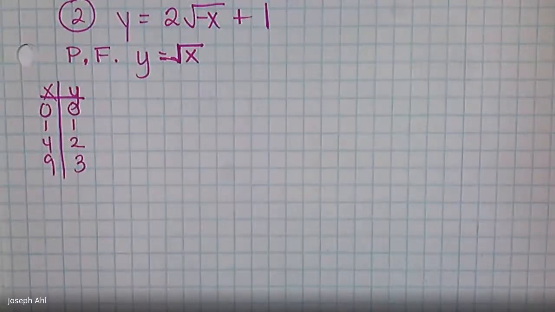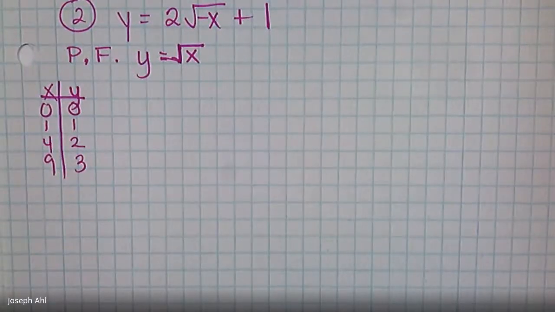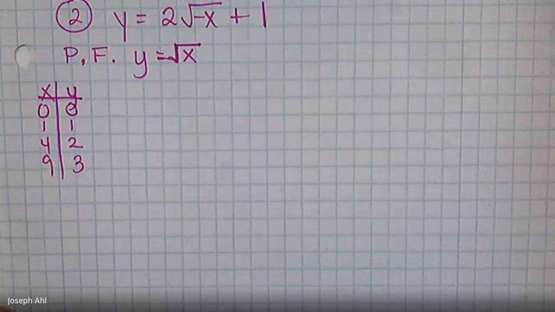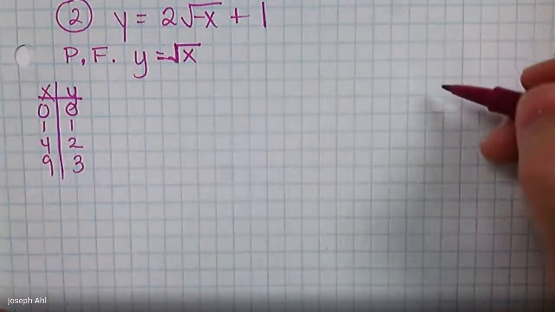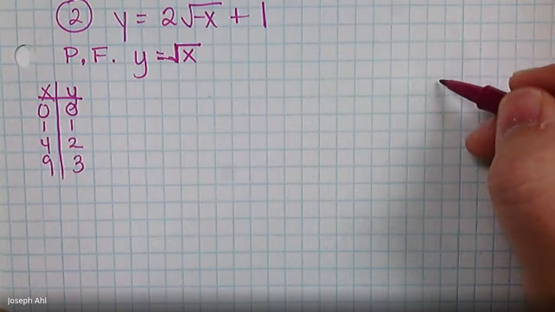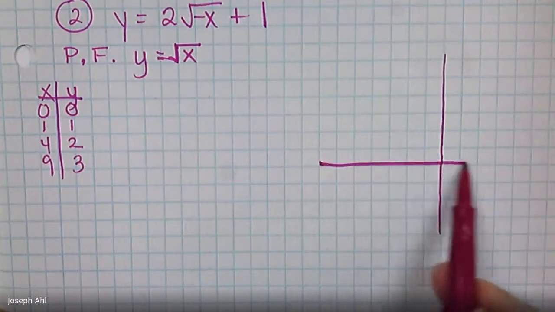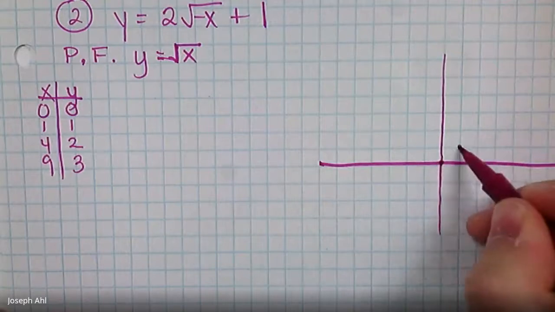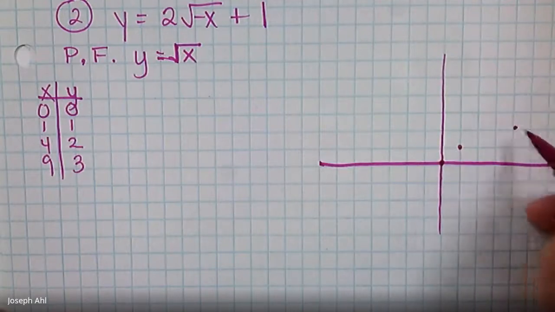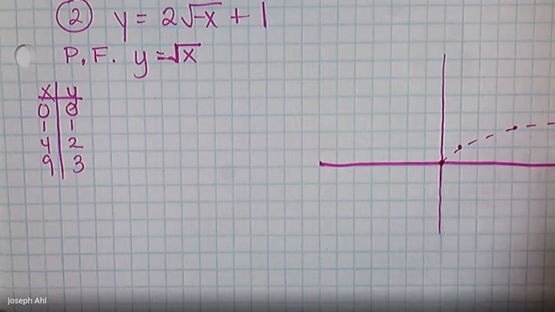All right, so in a second, we can go ahead and plot that parent function. I might even skip 9, 3, because that seems like it's going to be a little bit off the grid there. Not a huge deal, but if I go ahead and make a set of axes, you've got 0, 0, 1, 1, 4, 2. And if you guys have room to plot 9, 3, go for it.